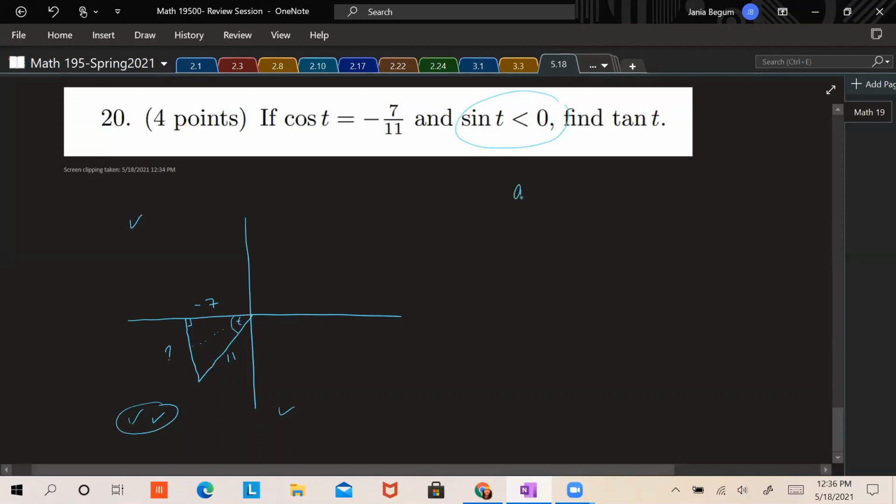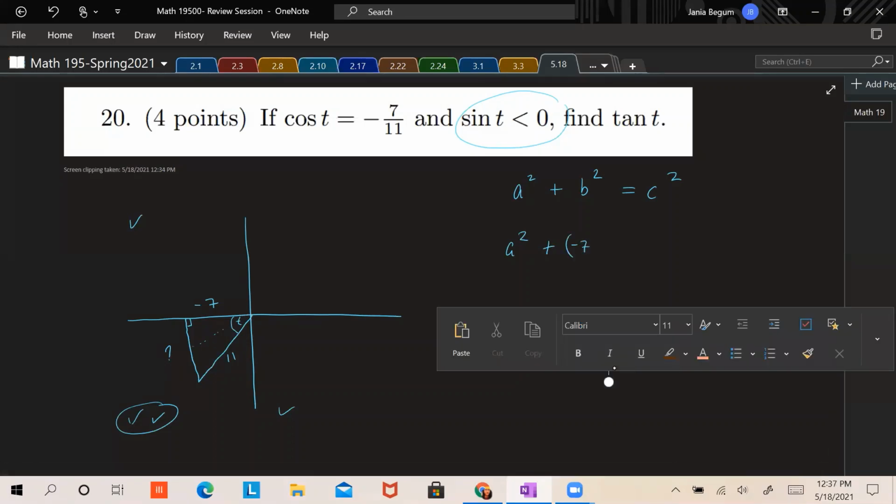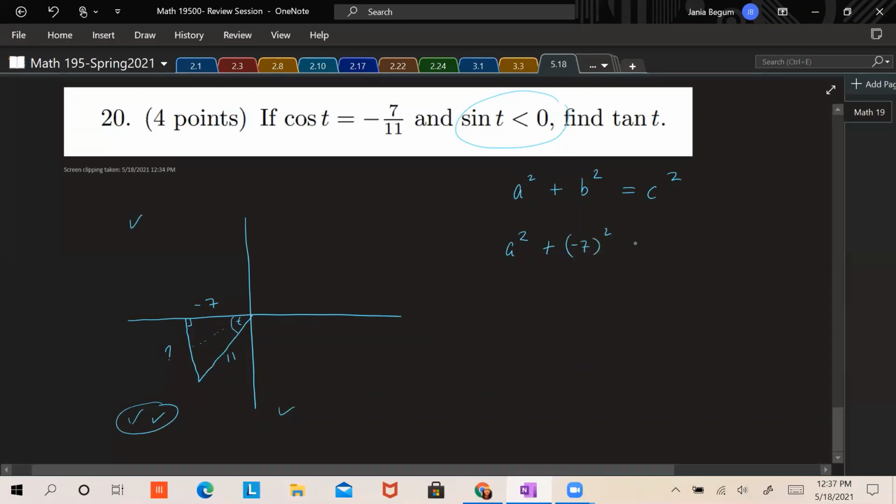So we're going to use a squared plus b squared is equal to c squared. We know that we're missing one of the legs, so you can call it a or b and then just fill in for the other one. So let's call it a is missing. So b is -7 squared, and then c is 11 squared. So we have a squared plus 49 is equal to 121.